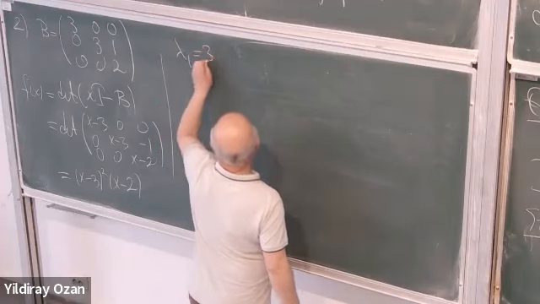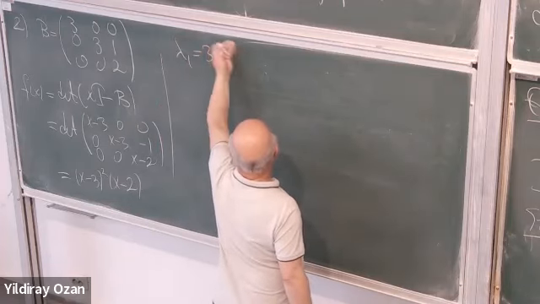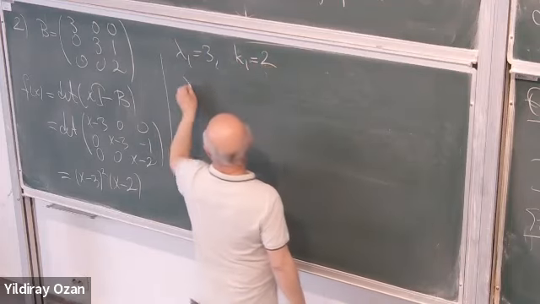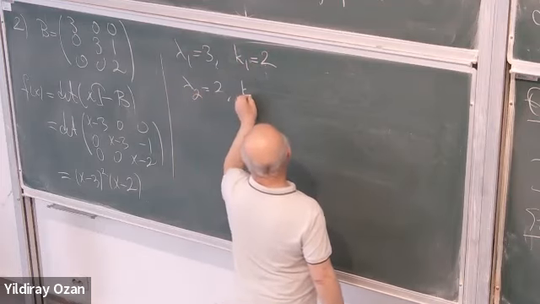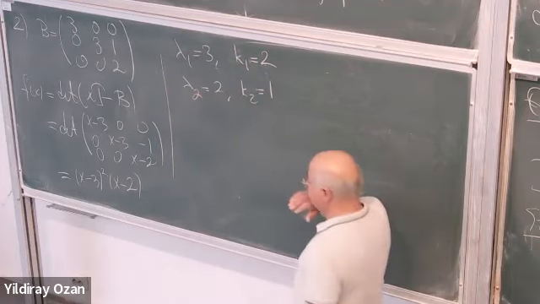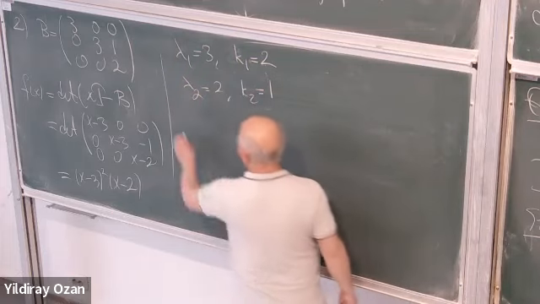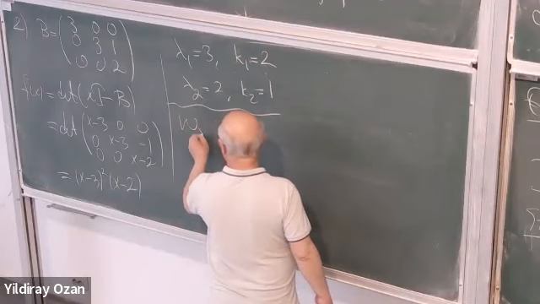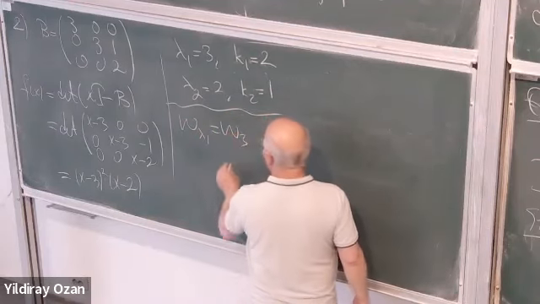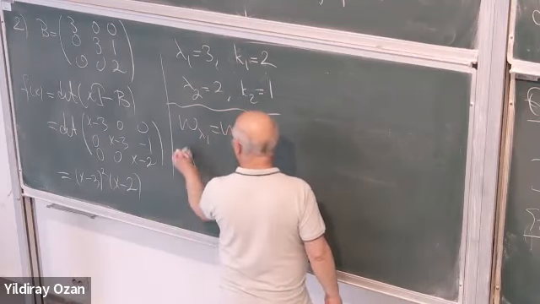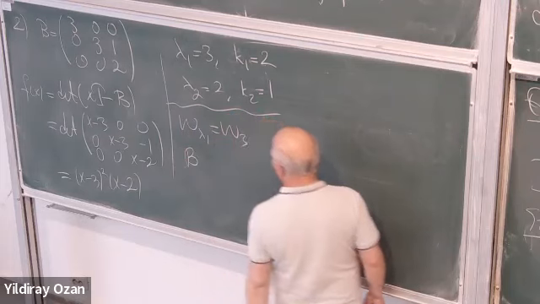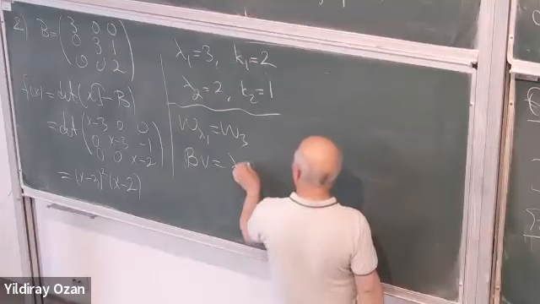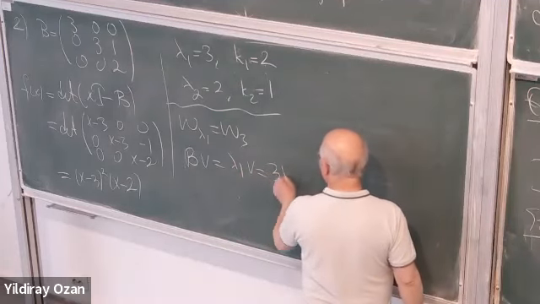Number one is 3. K1 is 2. Number 2 is 2 and K2 is 1. Now let's find the eigenvalues, eigenspaces. So for this eigenspace, well, we consider the following equation. B times an eigenvector is just number 1 times the eigenvector, so it's 3 times the eigenvector.